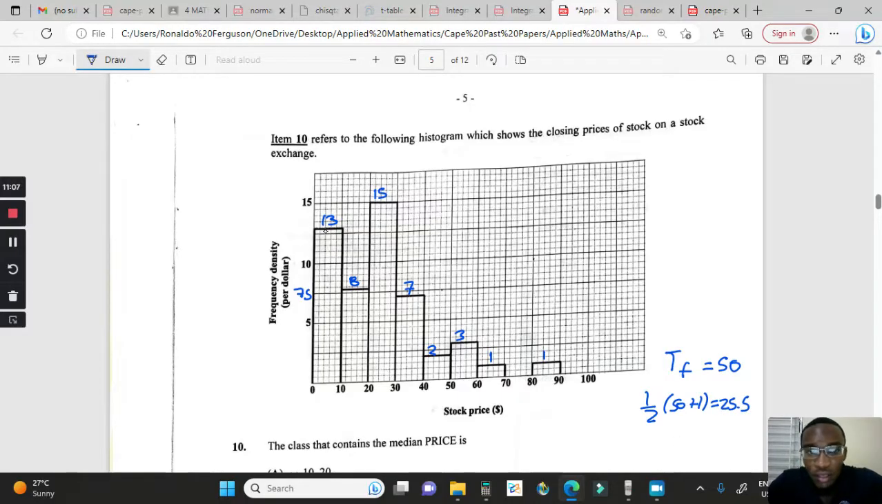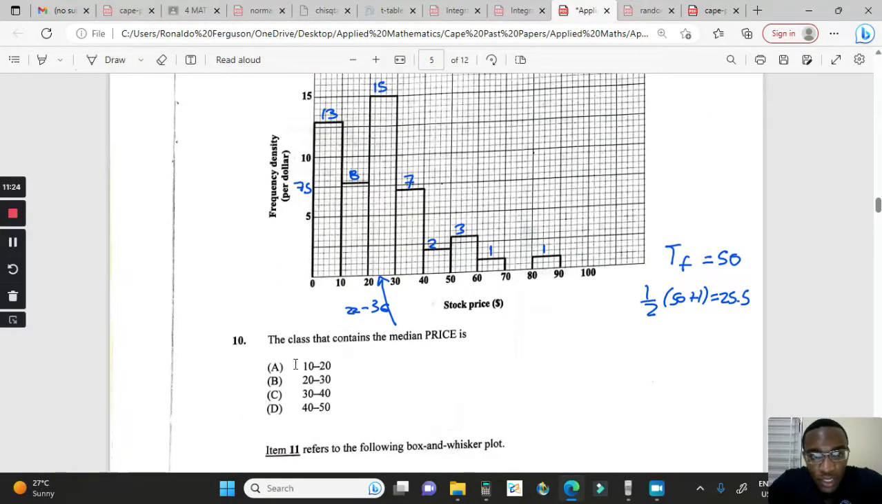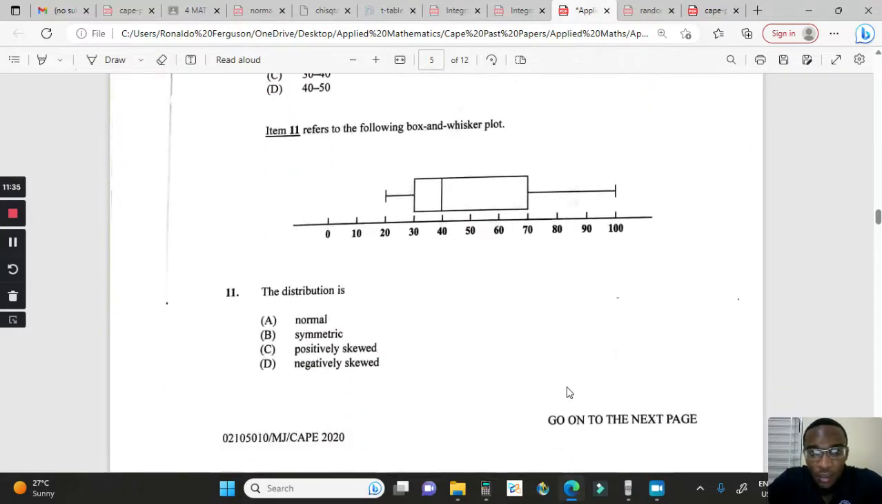25.5 would lie where? 13 and 8 is 21. And so 21 plus 15 is 36. So this would have from the 22nd to the 36th. So the median class is here, 20 to 30. That one took a bit of work. 22 to 36. So in that case, it's in between 20 and 30. That's the median class. Easy. Also the modal class if that asks. Another box plot. It says the distribution.